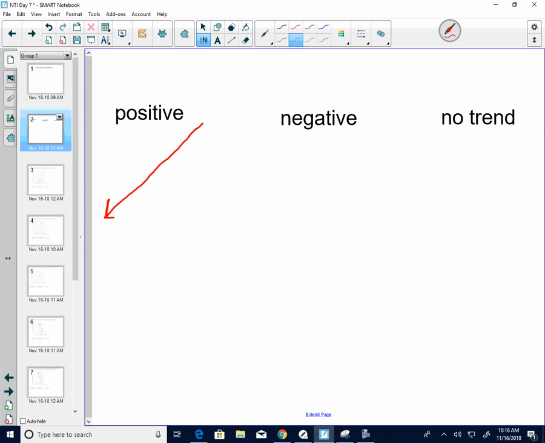Lines have a positive trend if they are going up from left to right, or increasing left to right. Lines have a negative trend if they are decreasing left to right. So when we look at a scatter plot, if the plots tend to look like they're going up, like you could draw a line through the middle and it would be going up, then it's said to have a positive trend.